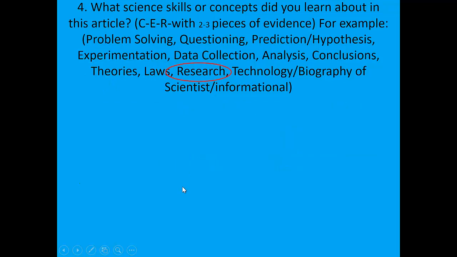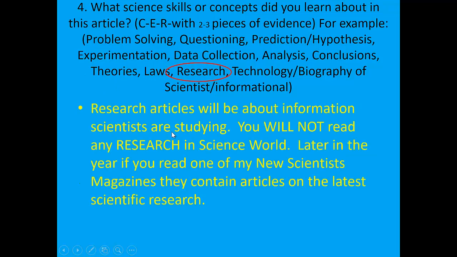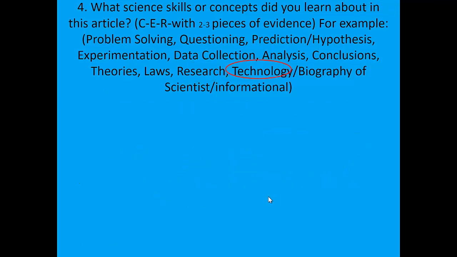So if it does not say it's talking about or describing a theory or law, then it probably is not a theory or law. Then research articles will be about information scientists are studying. You will not read any research in Science World. So unless you're reading a magazine outside of what we provide in class, this is going to be something that either your teacher would provide you, or you might go out to the internet and look in Google Scholar, but you're not going to find this on your own. So later in the year, if any of you want to read my New Scientist magazines, they contain articles on the latest scientific research, and those are certainly an option.